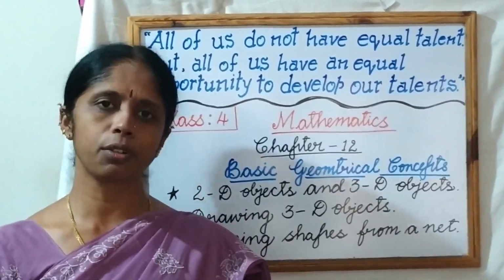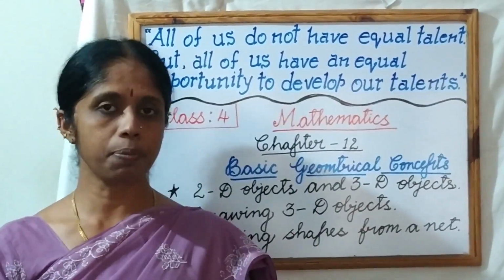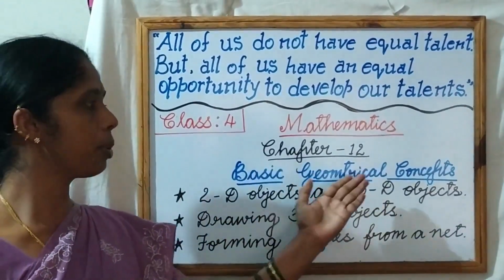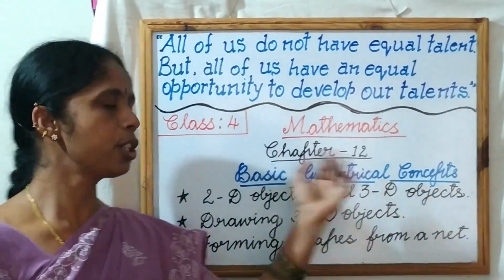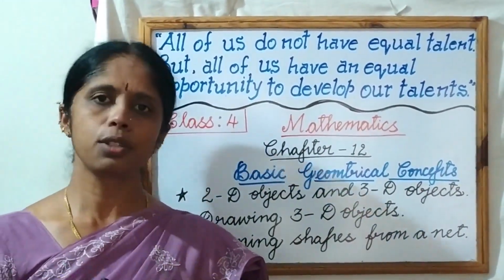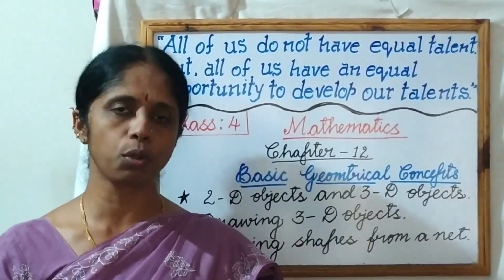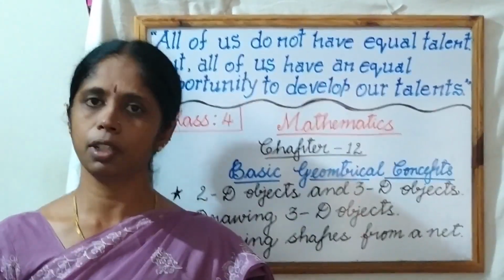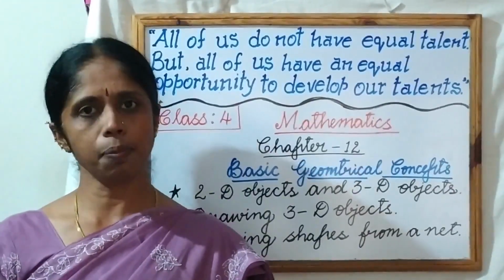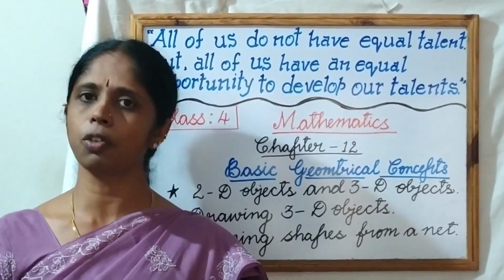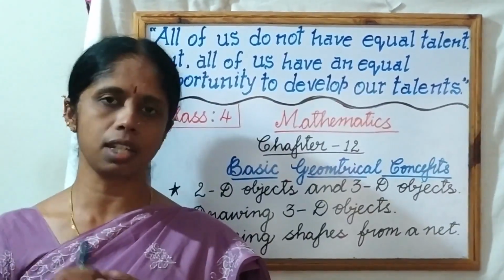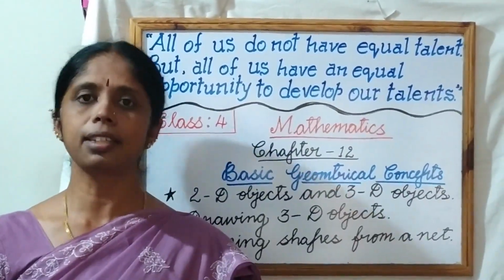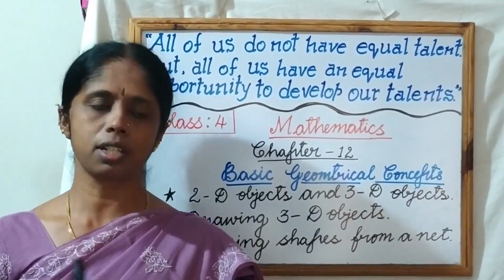So today we are going to do the new chapter of 4th standard syllabus, that is basic geometrical concepts, chapter 12. In today's class we are going to know more about shapes. We know already about 2D shapes and 3D shapes. They are nothing but two-dimensional plane shapes and three-dimensional solid shapes.